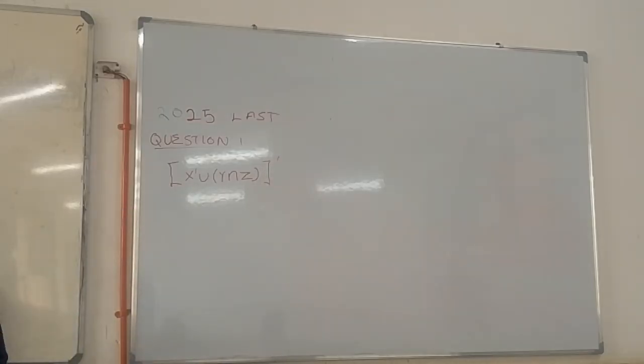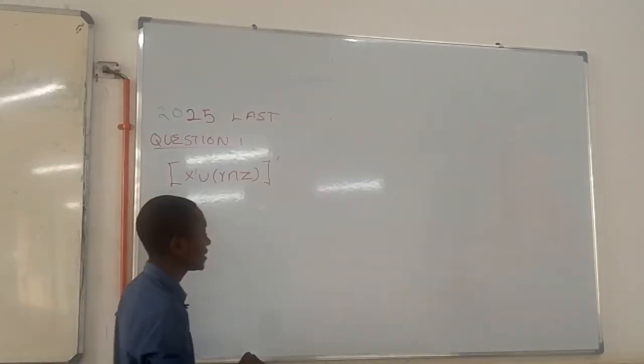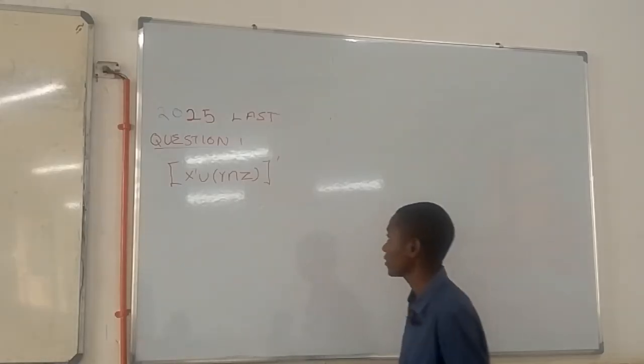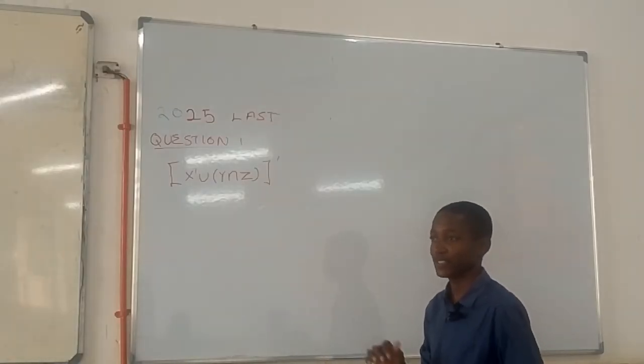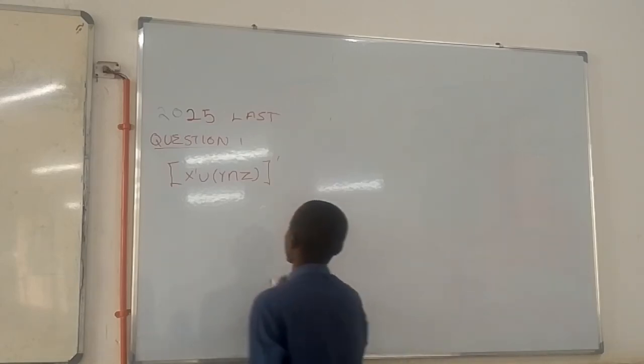Okay, so that's question 1, and they're saying using distributive and associative properties of sets, simplify. So we need to simplify this. Okay, so how do we simplify this? We've done a video on how to do this. It's not something new.